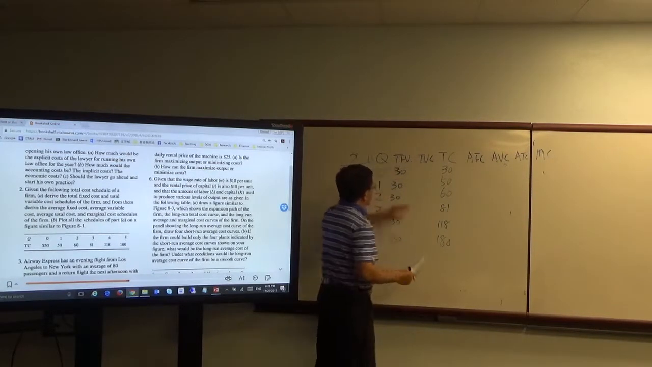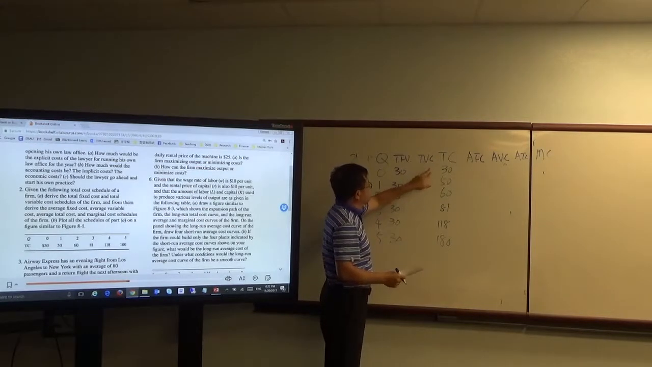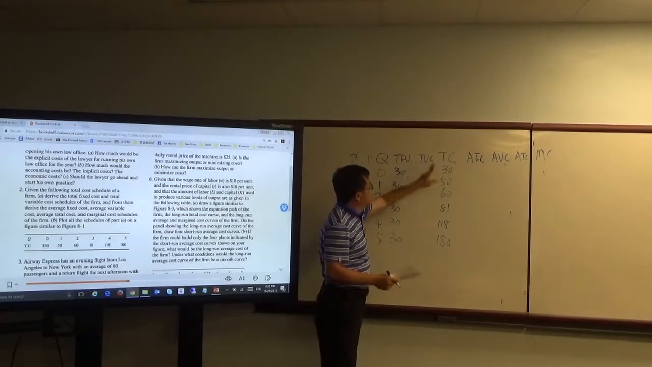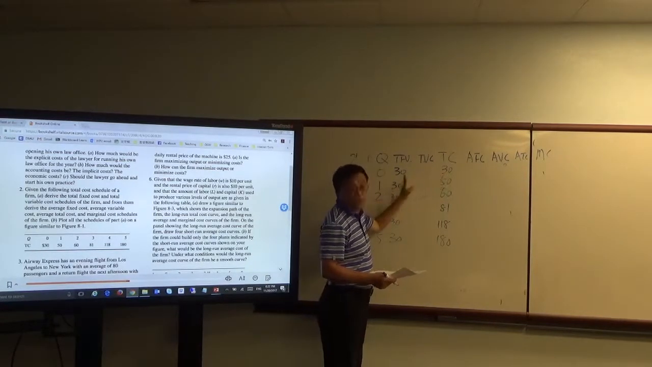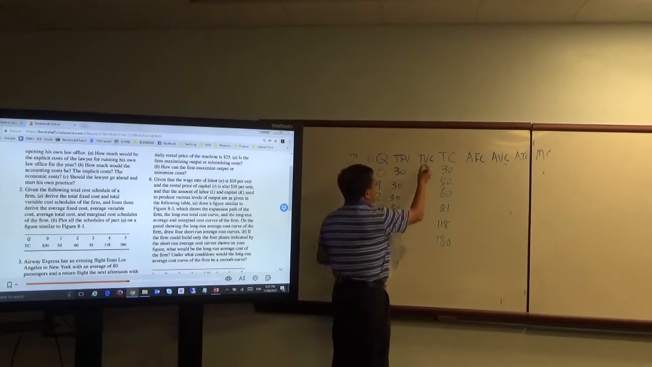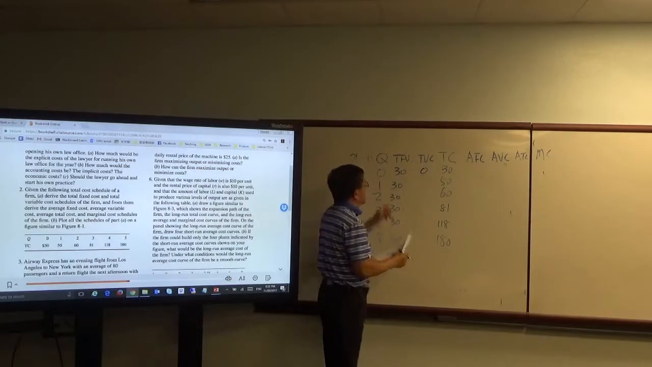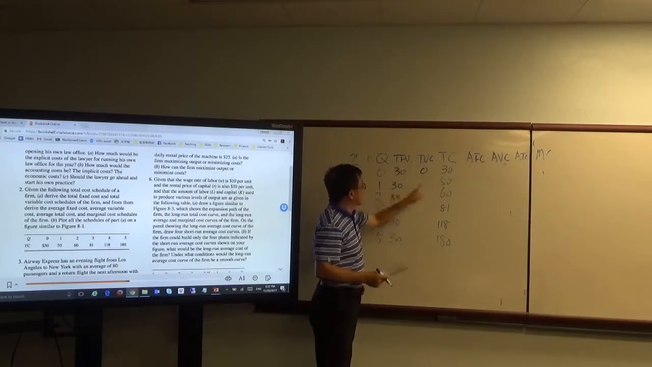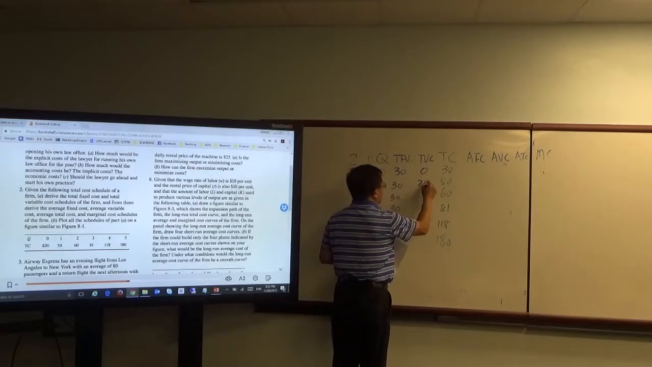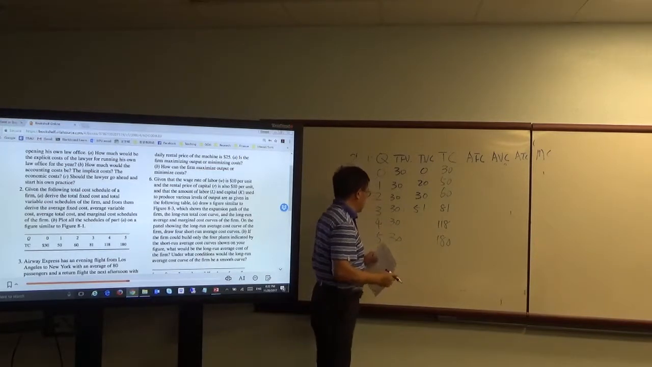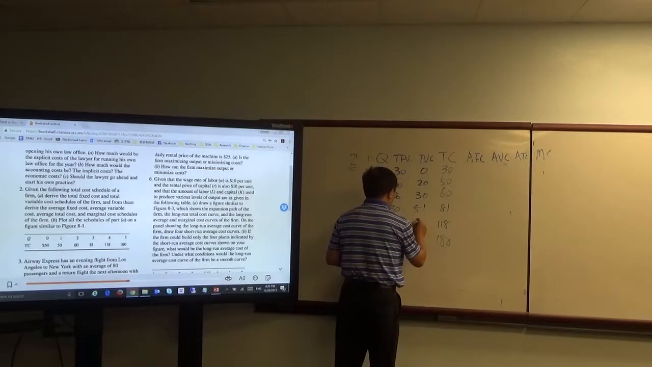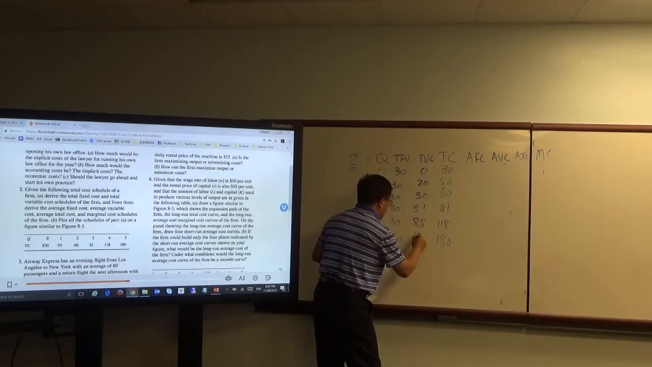Once I know the total fixed cost, I can figure out the total variable cost. You take the difference between the two. If you produce nothing, total variable cost is 0. This one is 20, this one is 30, this one is 51, this one is 88, and this one is 150.